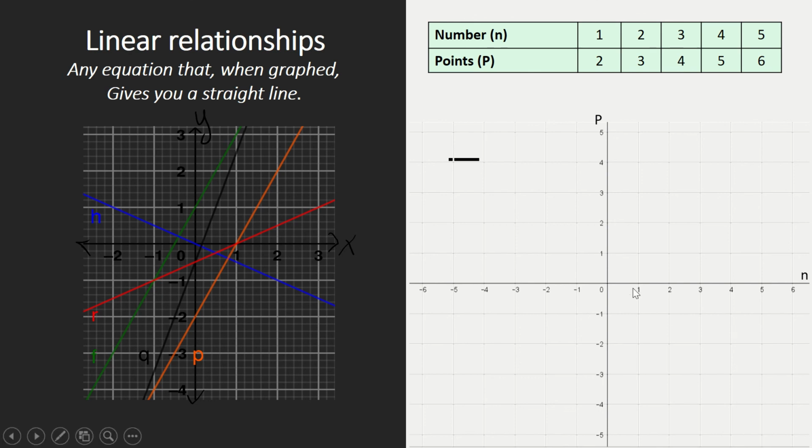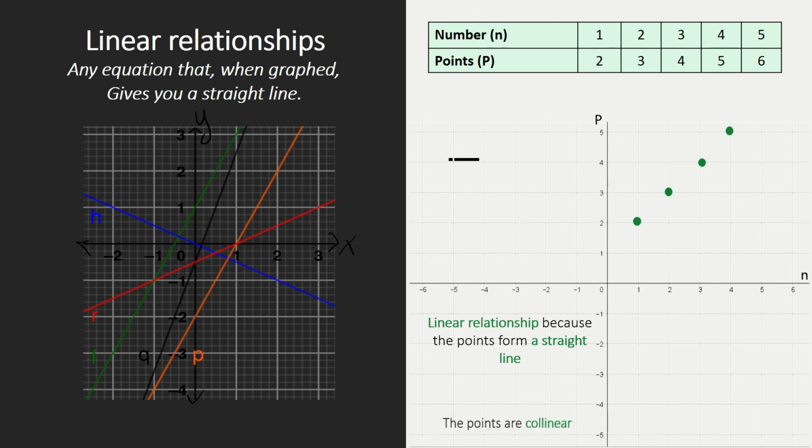What you could do is go from 1 to 2, and from 2 to 3, from 3 to 4, and from 4 to 5. As you can see, all those points form a straight line, so then we know it's a linear relationship. We could also say that the points are collinear, which means that the points are forming a straight line. In this case, we do not connect the points because some of the points are meaningless.